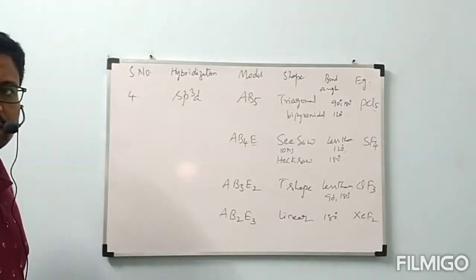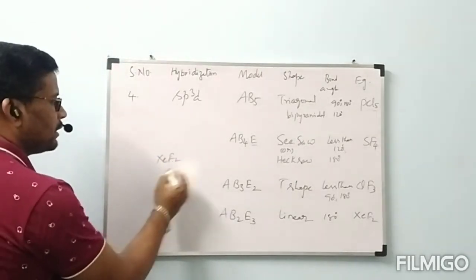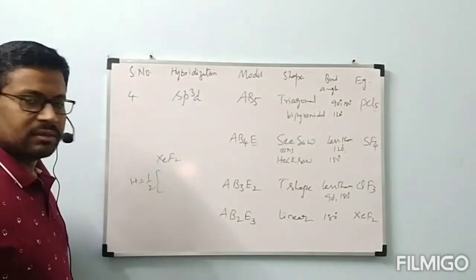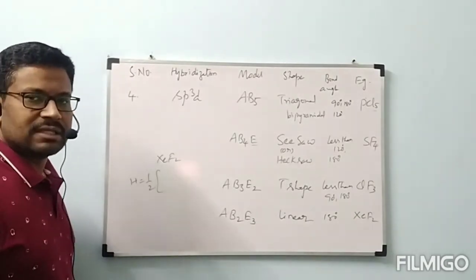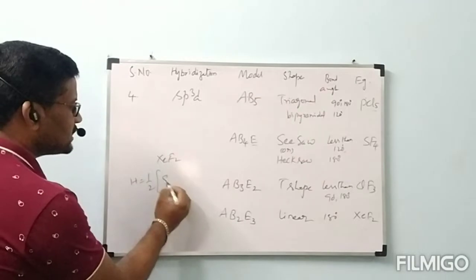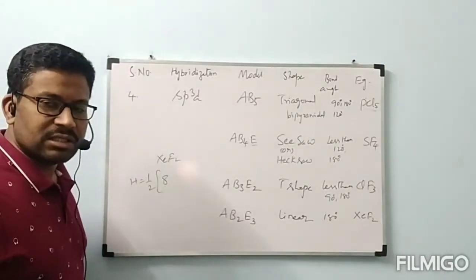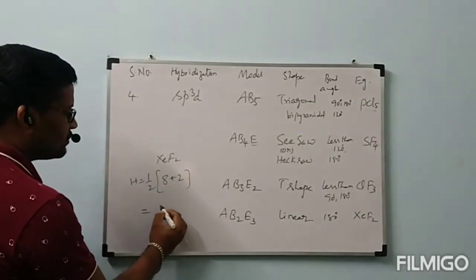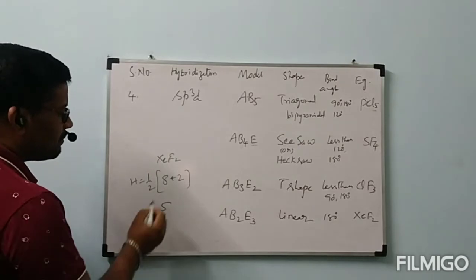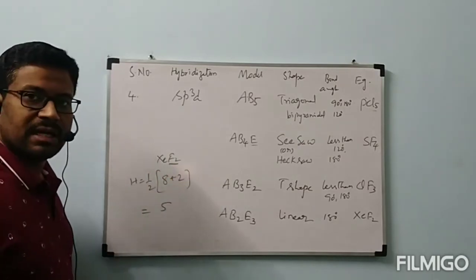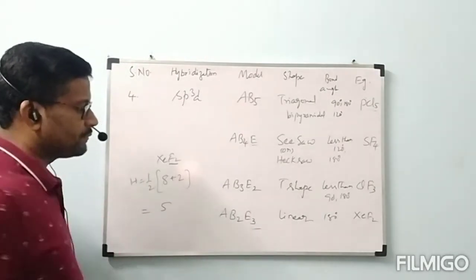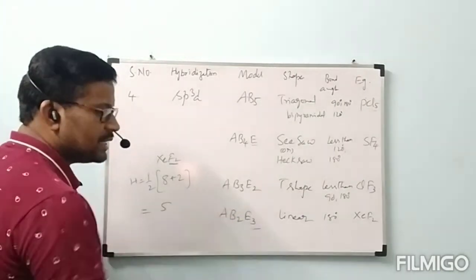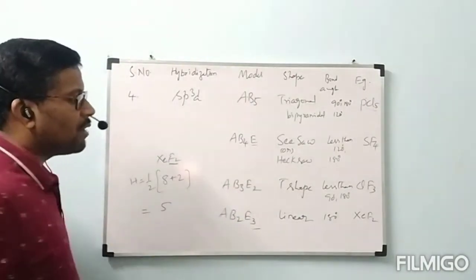Example XeF2. Let us see that XeF2. H is equal to 1 by 2 into V plus M. These are all neutral molecules only. V, number of valence electrons present on the central atom. Xenon has 8 valence electrons. Valence is 0, but valence electrons 8 plus monovalent atoms 2. 8 plus 2, 10 by 2, 5. 5 means sp3d. But only 2 fluorines are there. 5 minus 2, 3. 3 lone pairs. Then this is coming under model AB2E3. AB2E3 means linear. Shape linear, bond angle 180 degrees.